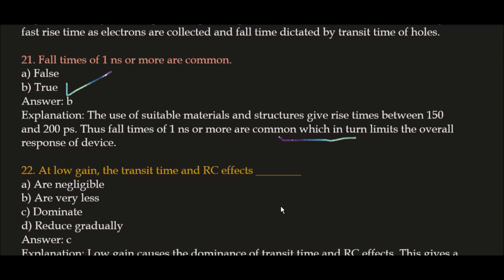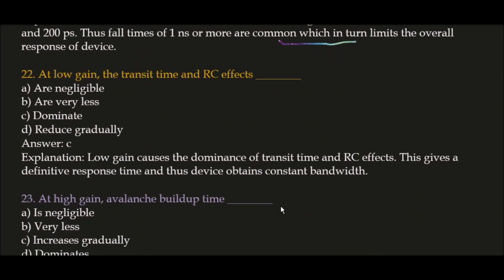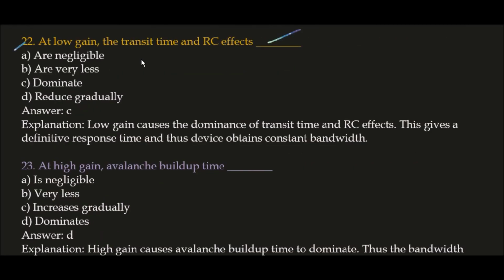Okay. Next question. At low gain, the transit time and RC effects blank. Here the correct answer is option C, dominate. Low gain causes the dominance of transit time and RC effects. This gives a definitive response time, and thus the device obtains constant bandwidth.